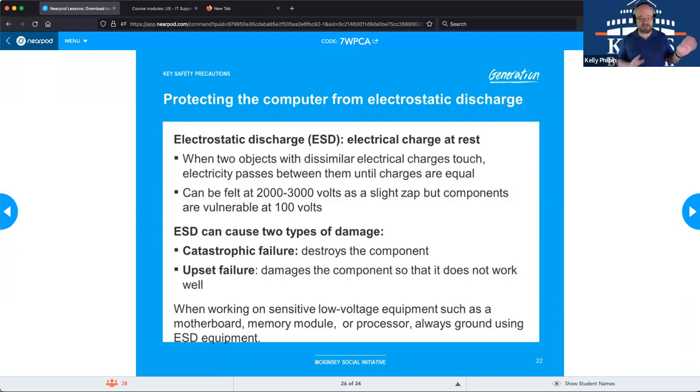We can't even feel it until it's about 2,000 to 3,000 volts. So you can't even feel a zap when you touch a doorknob or something like that, when you feel that little shock, that's over 2,000 volts when you feel that little snap. Well, you can't even see it, I think, until 10,000 volts. So when you see that little spark, that's about 10,000 volts. And then pare that down, a chip can be damaged with as little as 100.